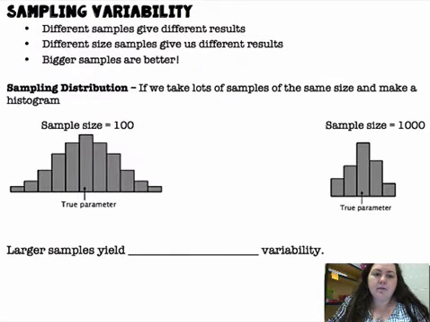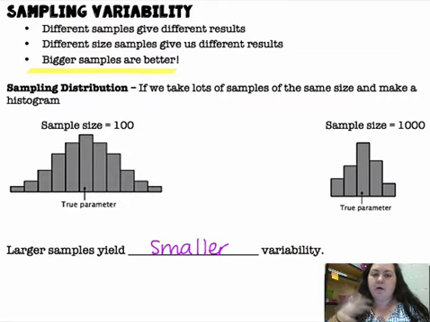All right, sampling variability. Different samples give different results. Different size samples give us different results. And the bigger the sample, the better the results. Okay? So sampling distribution. If we take lots of samples of the same size and make a histogram, so we have a sample size of 100 and then a sample size of 1,000, you can see the difference there. The larger sample yields smaller variability, so how spread out everything is. We want it to be less spread, the better.